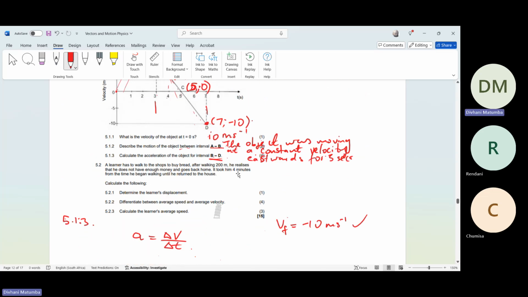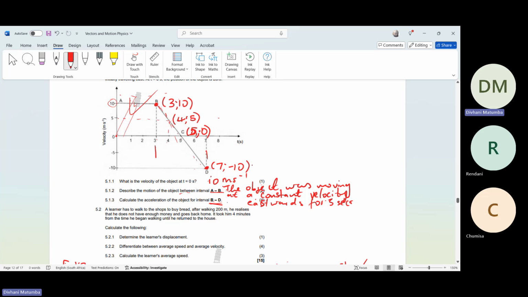Using the equations of motion, I am going to forget about scenario A, B again, and then I will just focus on this scenario. So in this scenario, what is my velocity initial? Rendan, in this scenario B, D, what is the velocity initial? It is going to be 10. Then velocity final? It's going to be negative 10. And then you do have the change in time, don't you?